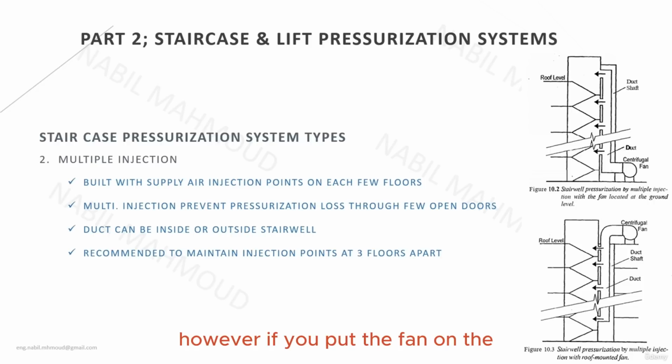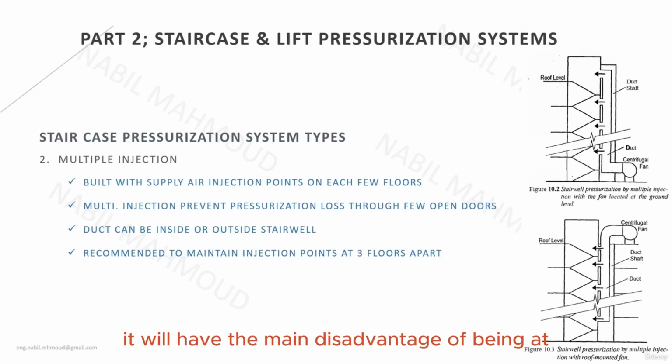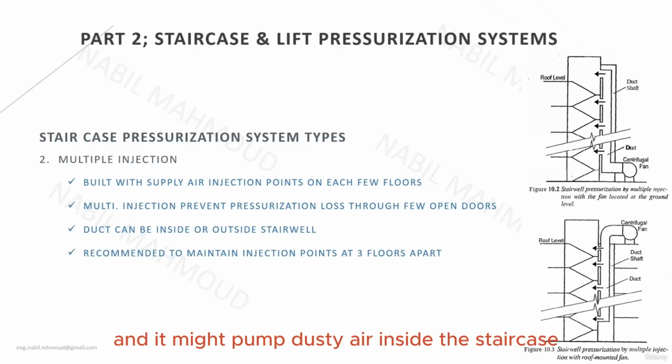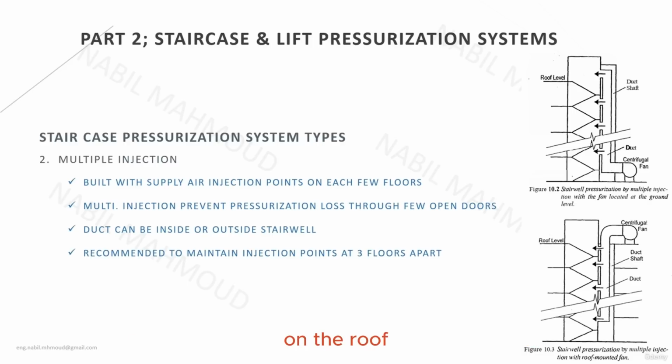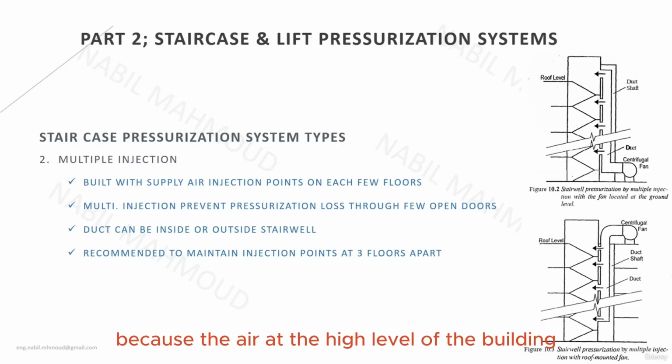However, if you put the fan at the ground floor, it will have the main disadvantage of being at the road level, and this road level usually has a high percentage of dust, and this is not desirable because it might affect the fan performance and it might pump dusty air inside the staircase. And this problem is solved if you put the fan on the roof, because the air at the high level of the building is usually cleaner than the air at the lowest level.